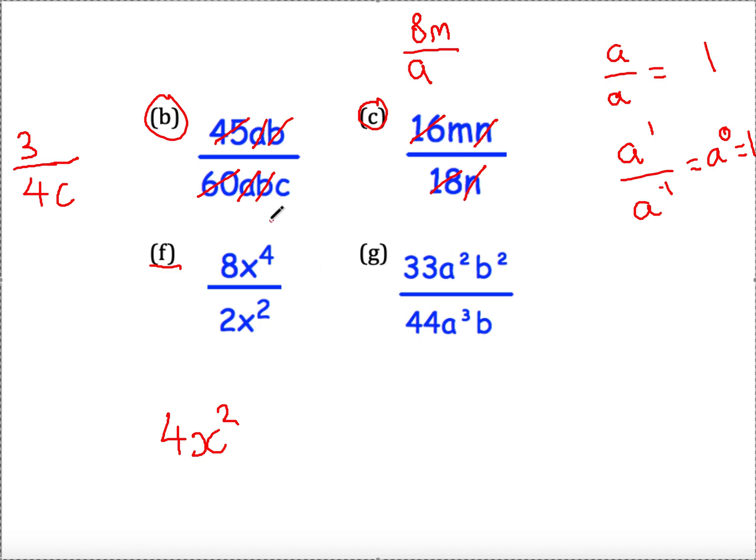Ideally, you do not want a negative number on the bottom of your fraction. So if it's going to go into a negative number, just cancel out however many there are on the top. So for example, on G, both of these are divisible by 11. So we've got 3/4, but then we've got a squared divided by a cubed.